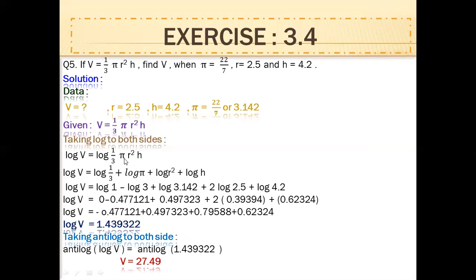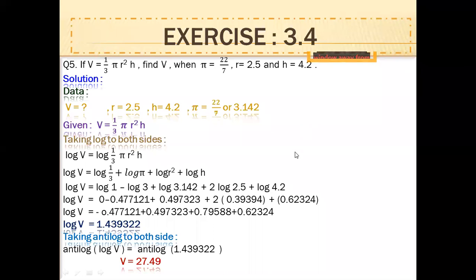You are familiar with these formulas; we did them in the midterm of class 8. Apply the log to both sides. Log 1 by 3 pi r square h, because they are multiplying with each other, so we put the positive sign within all these logs. Log 1 by 3 can be written as log 1 minus log 3 plus log 3.142, because this is the value of pi, plus 2 log r, the value of r is given 2.5, and the value of h is given 4.2.